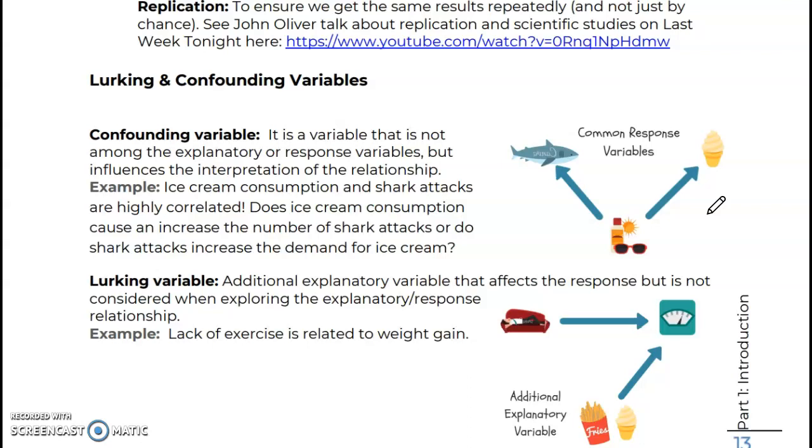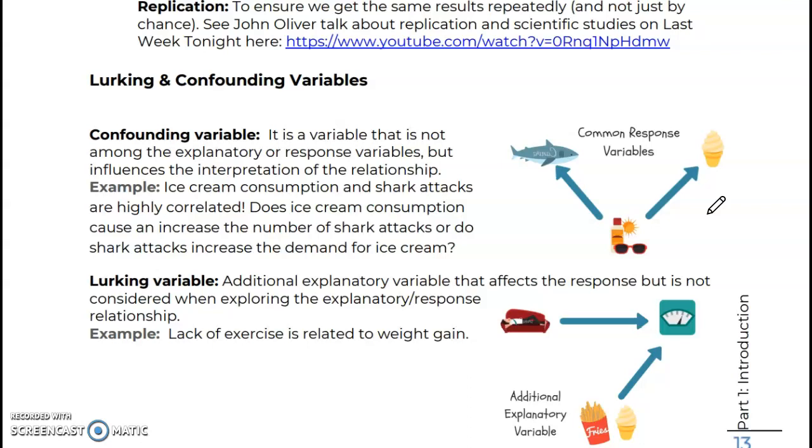mean that one causes the other. So be very careful with that. Whenever we have correlation, it doesn't imply causation. And many times the reason is that we have a confounding variable which causes both of these, such as the summertime. On the other hand, we could have a lurking variable.